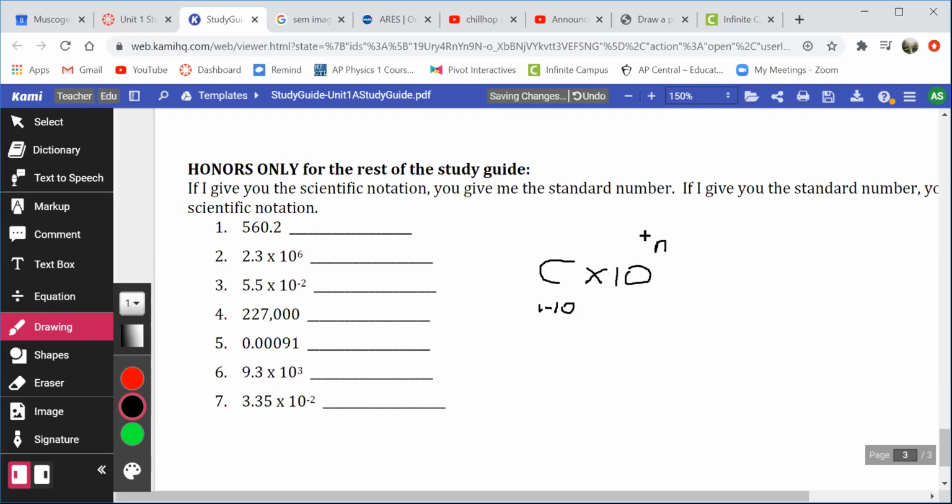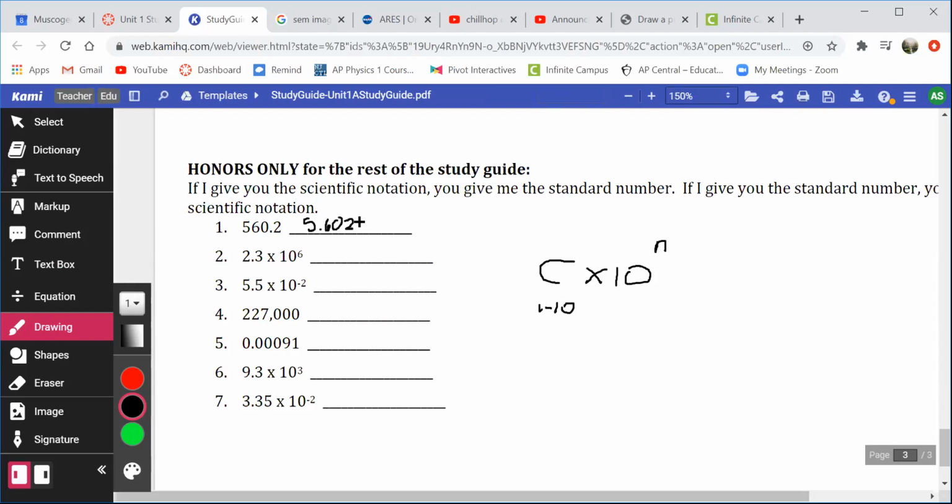All right, so your first goal when you see a number that is larger than 10 or less than 1, you're going to have to figure out what your coefficient is going to be. So that means you're going to have to find the first non-zero digit and generally put a decimal after it. All right, so if that's the case, our coefficient here is going to be 5.602. So 5.602 meets that requirement of being between 1 and 10.